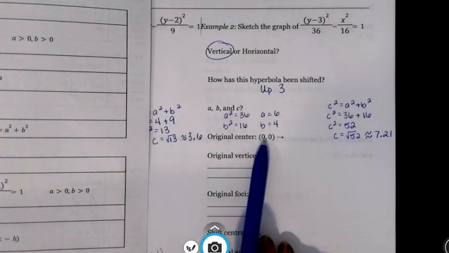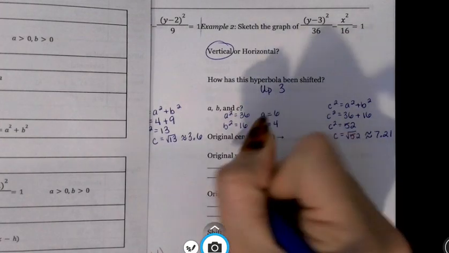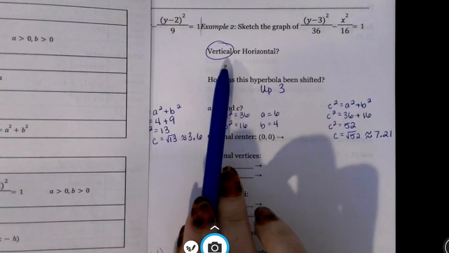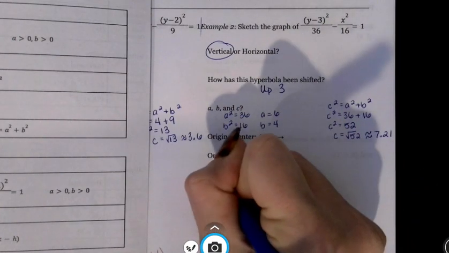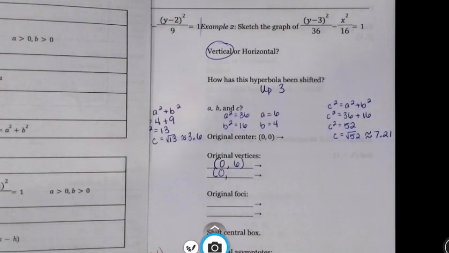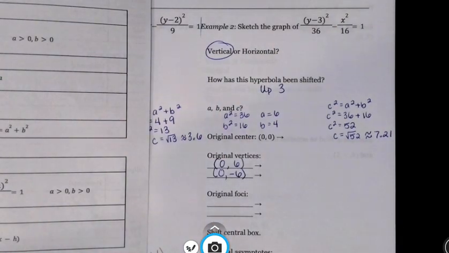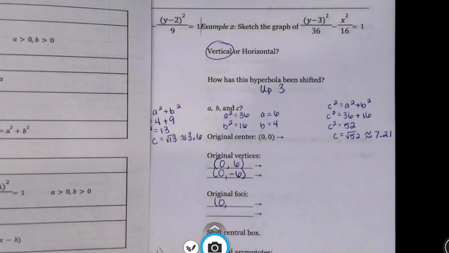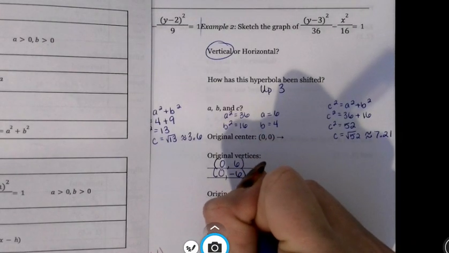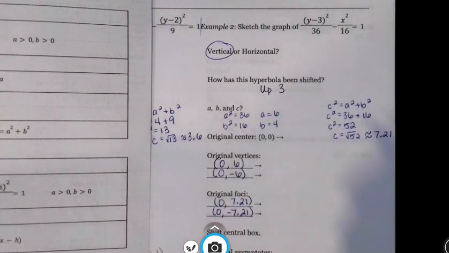So my original center is at 0, 0. I'm going to come back to the new stuff. My original vertices are based on my a value. Now, since this one is a vertical hyperbola, my number has to go in my y spot. So I have 0, comma, positive a, and my a was 6, and then 0, comma, negative a, or negative 6. My foci, it's still written as 0, comma, the positive and the negative version of my c. So 0, comma, positive 7.21, and then 0, comma, negative 7.21.